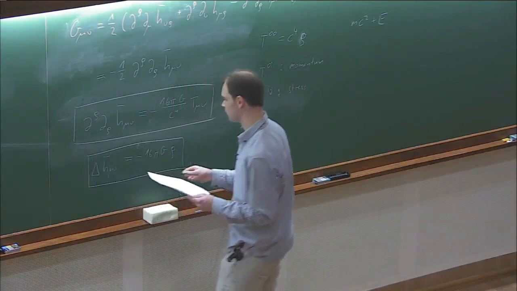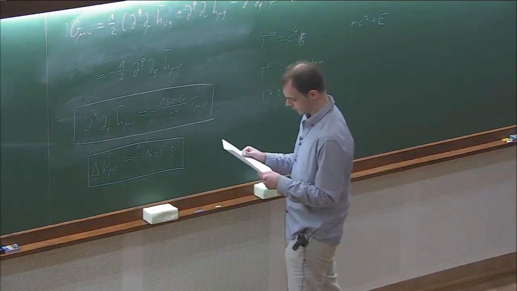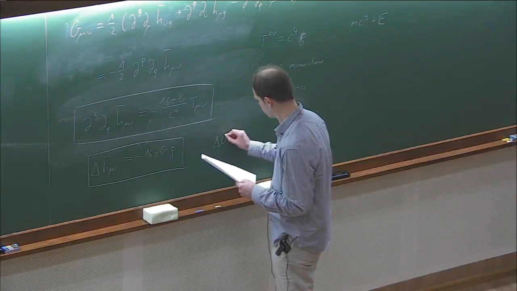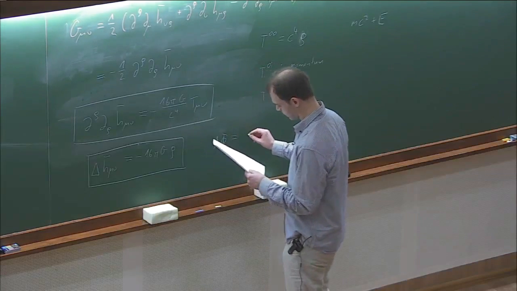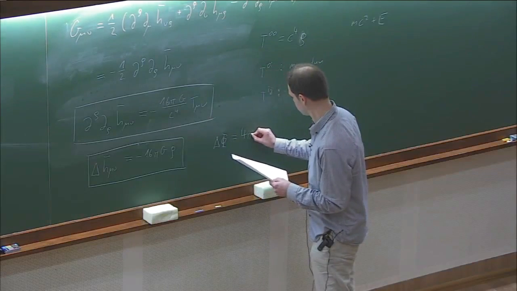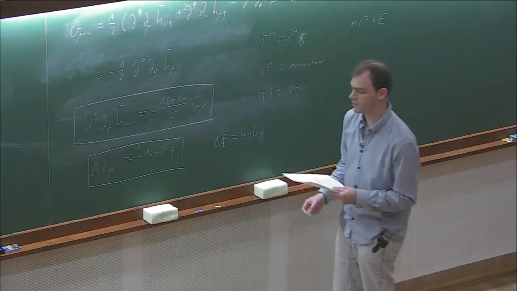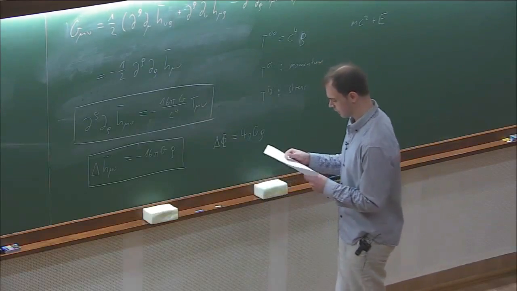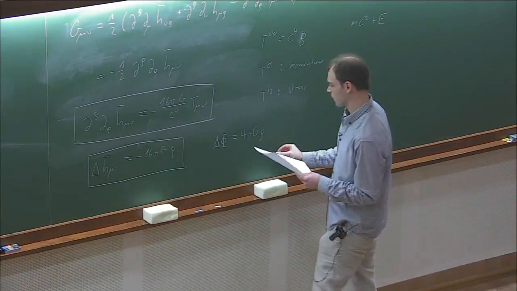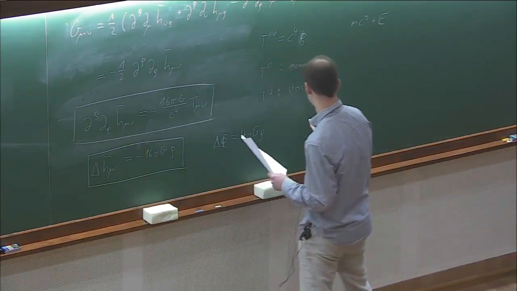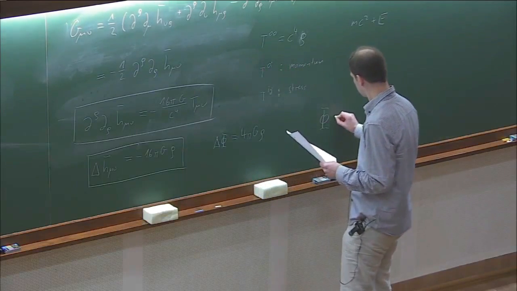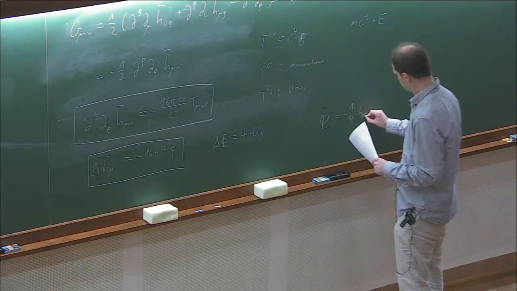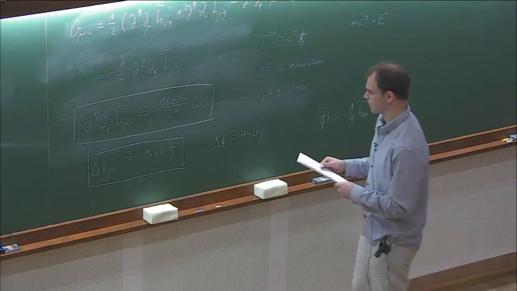If you now compare that to Newton's law for gravity, where you have the Poisson equation, Laplace phi equals 4 pi G rho, then you see that in this way you recover Newton's law from Einstein's equations, where the potential phi is minus 1/4 h 0 0.